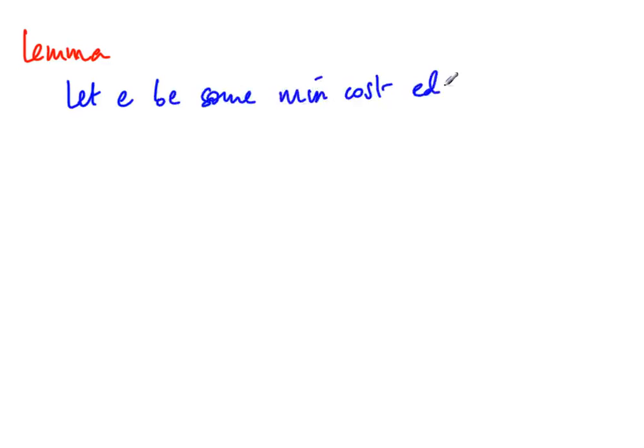So we can actually simplify Prim's algorithm using the following lemma. So the lemma says, let E be some minimum cost edge incident on, that is attached to, vertex B. So pick any vertex and pick any minimum cost edge attached to it. There may be more than one.